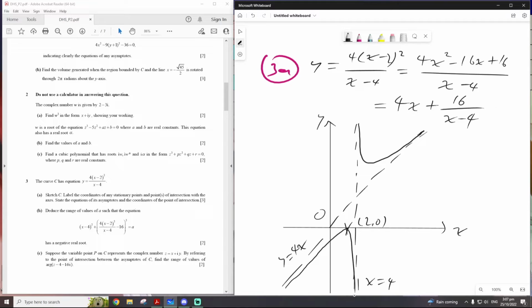Okay, so this is the other part of the curve, which is the curve y equals 4x minus 2 squared divided by x minus 4. The turning point here is (6, 32). For the equations of the asymptotes and the coordinates of the point of intersection of the asymptotes, we need to state it as the question said. So this will be (4, 16).